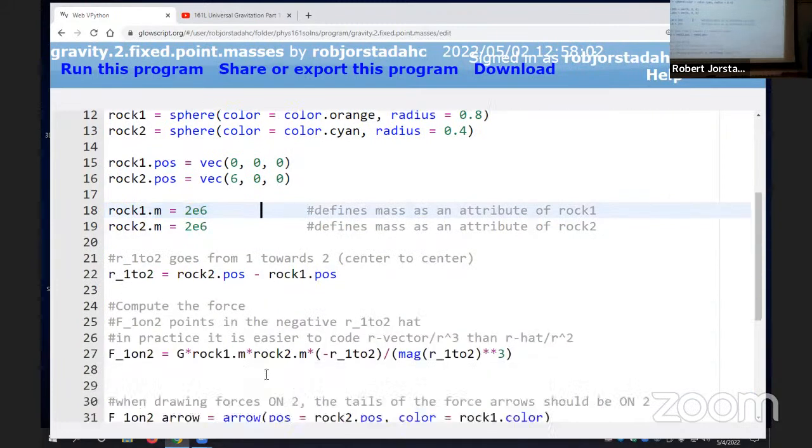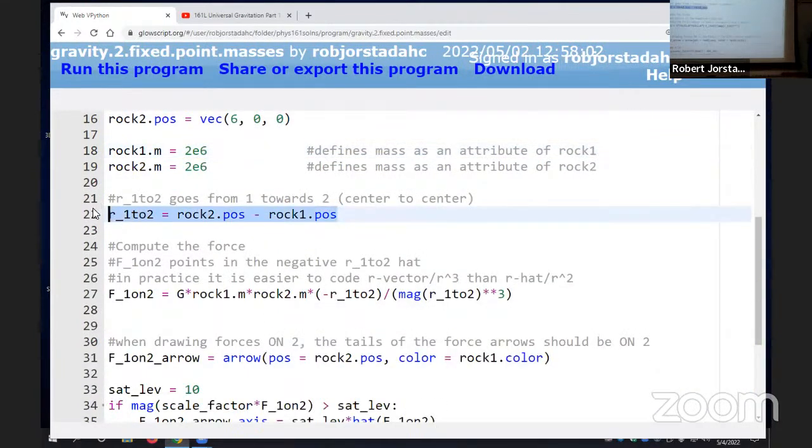If we go down into here, the 1 to 2 vector, this is probably the hardest part for students because everybody flips it. Remember, we've got object 1 here, and object 2 here, and I want to go from 1 to 2. So I want to go from 1 to 2, center to center. That's R, 1 to 2. Okay.